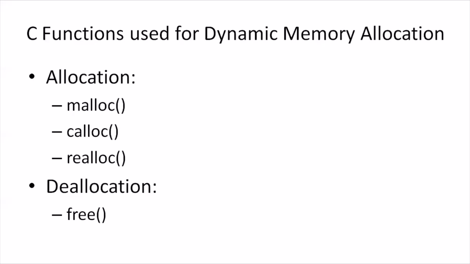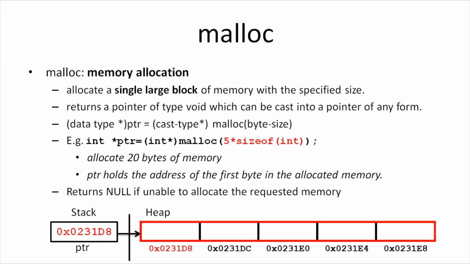Now let us take a deep look at the working of each of these functions, starting with malloc. The term malloc is basically a short form for the term memory allocation. It allocates a single large chunk of memory of the size that is passed as a parameter.